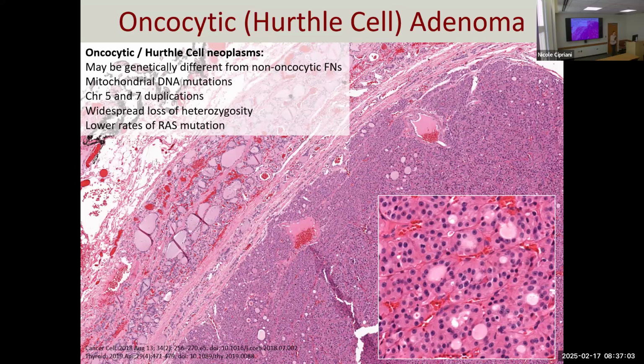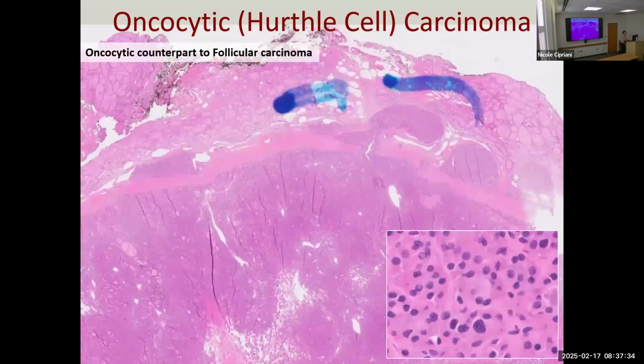These are now separate from follicular adenomas and follicular carcinomas because they've been shown to be genetically diverse. They have fewer rates of the known drivers like RAS, PAX8, PPAR gamma, and higher rates of things like mitochondrial DNA mutations and copy number alterations, especially of chromosomes 5 and 7. So it's thought that these are genetically in their own sort of pool, and therefore they're pulled out from the follicular adenomas and follicular carcinomas. But the criteria for malignancy is the same.